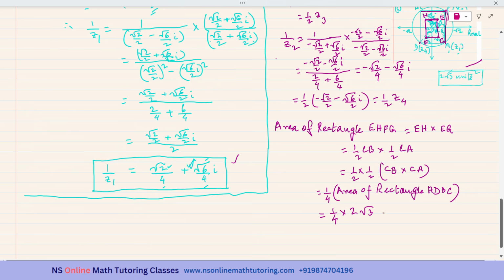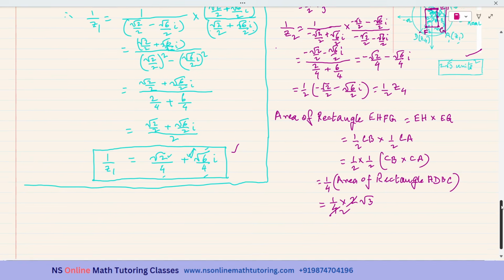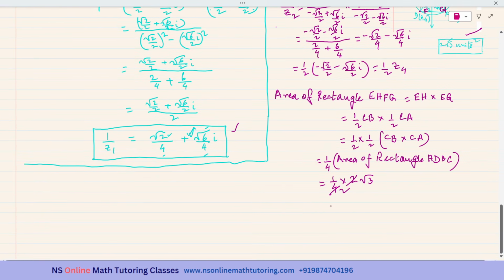times 2√3. Therefore, this is because they have said that we have to use all the information that we have collected so far. Okay. So therefore, we will be using this. So therefore, area of the formed polygon is equal to √3/2 unit square.